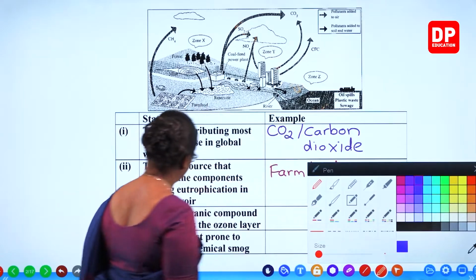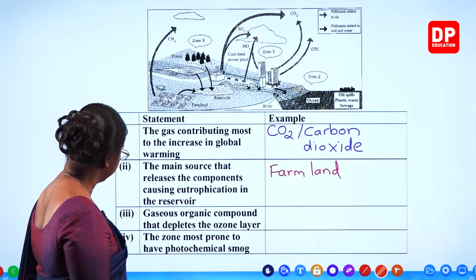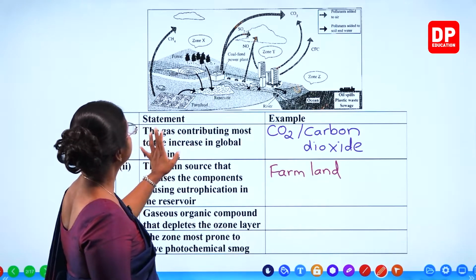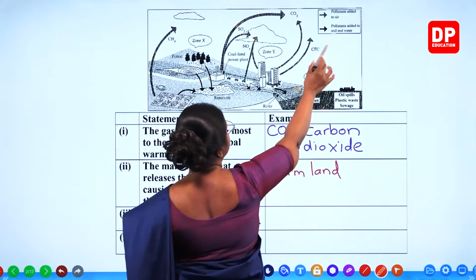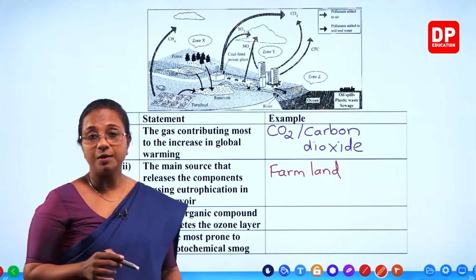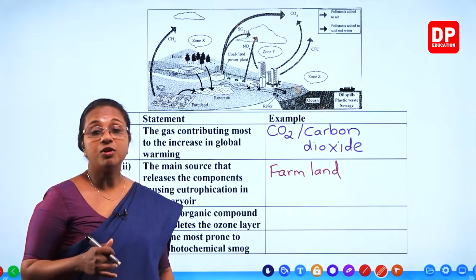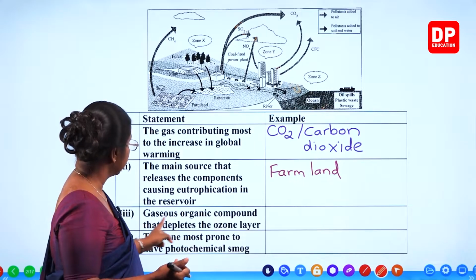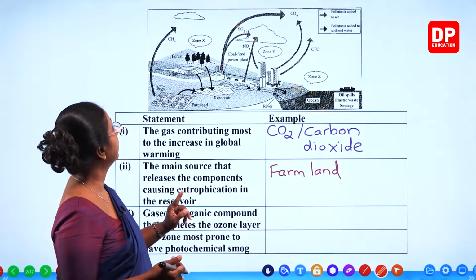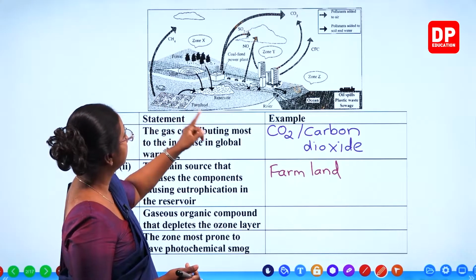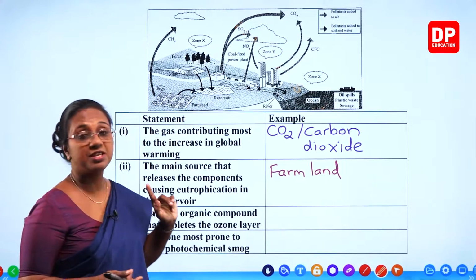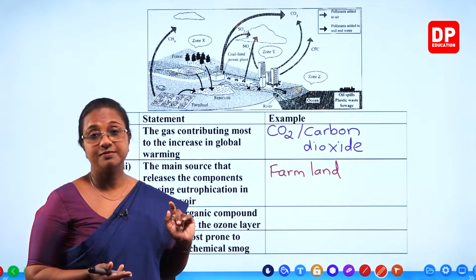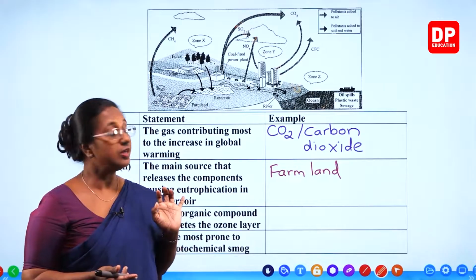Then the third one, gaseous organic compound that depletes the ozone layer. Now out of all these, you can see here CFC, chlorofluorocarbon, is mainly involved in the depletion of ozone layer. So it is a gaseous organic compound. It has to be an organic compound also. Out of all the compounds given, only methane and CFC are organic compounds. And out of that, CFC, chlorofluorocarbon, is the one that contributes to ozone depletion.